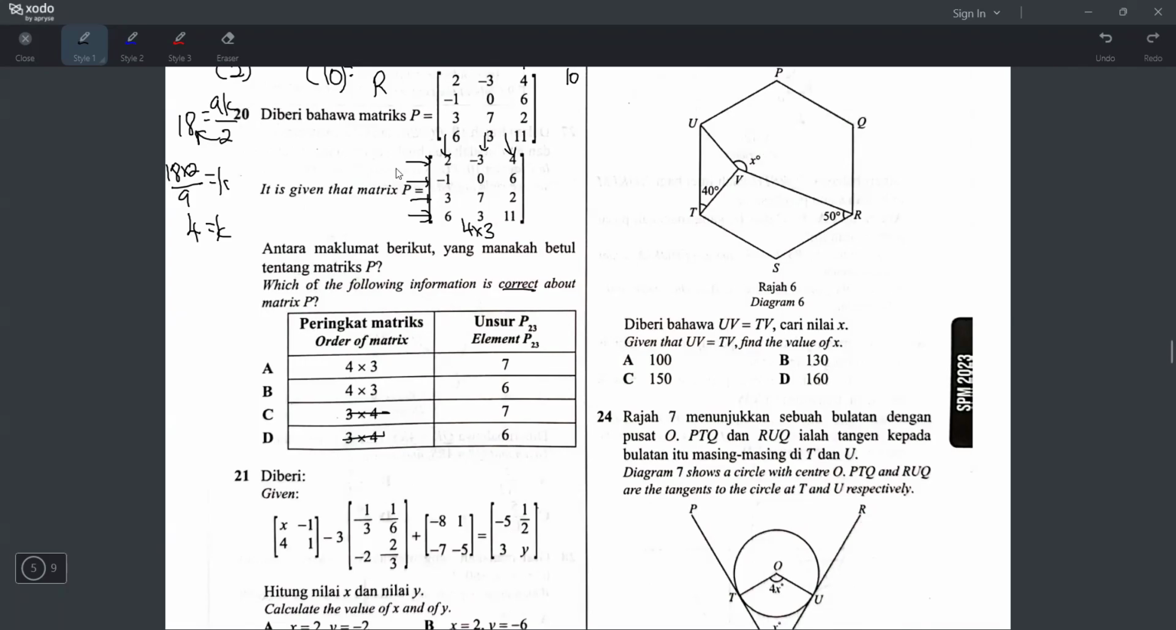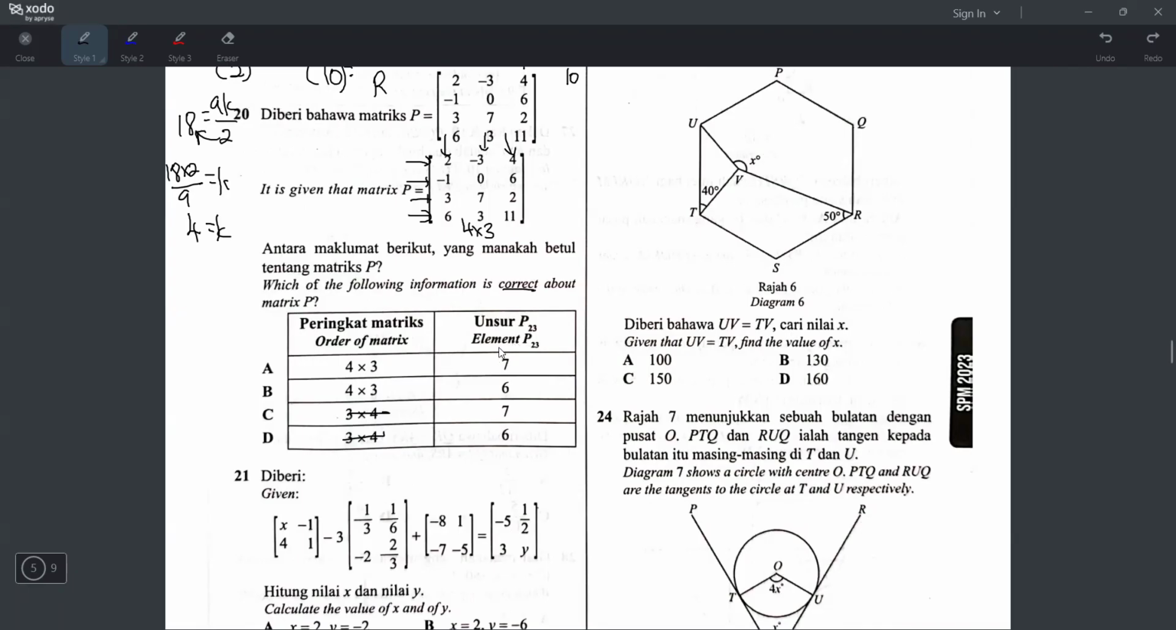And remember when you calculate row, you kena kira yang horizontal. Kita selalu kira horizontal dulu. We always kira the horizontal one first. Tak ada orang kira vertical one. Always kira horizontal. And the horizontal, that one we call it row. The vertical one we call it column. So this one is 4 row, 3 column, 4 times 3.